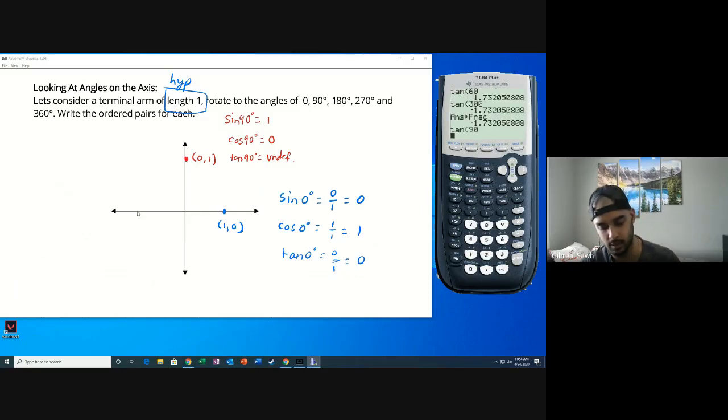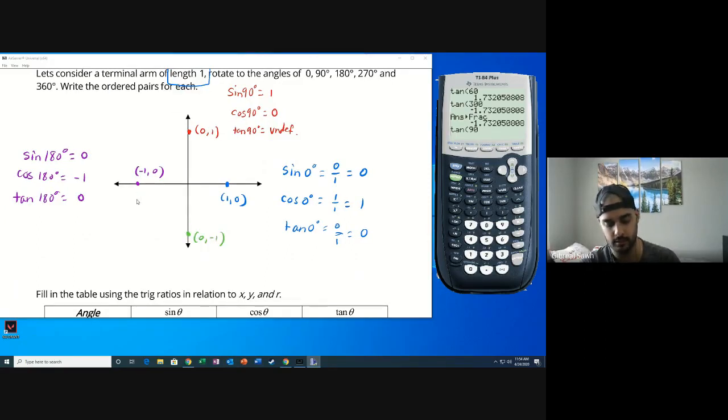Let's do the next one. Rotate that again. New point, -1, 0. Now we're at 180 degrees. So the sine of 180 degrees means I take my y-coordinate, divide by my hypotenuse. Sine of 180 is 0. Cosine of 180 is going to be x over hypotenuse, so -1. Tangent of 180 degrees should be 0, because I'm going to do my y-coordinate divided by my x-coordinate: 0 divided by -1.